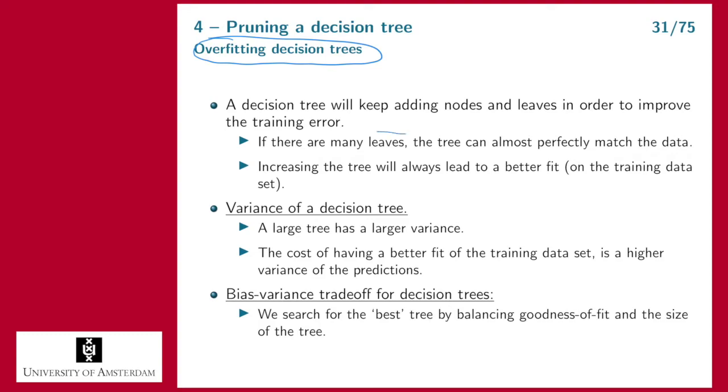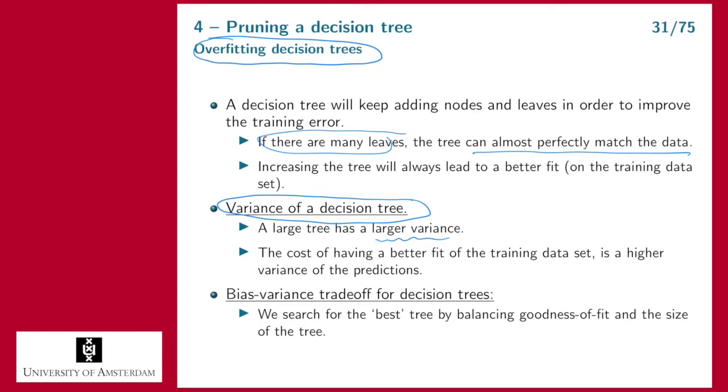However, if there are many leaves, you have many subregions, then at some point you can almost perfectly match the data. In the most extreme case, you have just a leaf for each single observation. So that would mean a perfect fit for the training data set, but of course that results in a very high variance for your decision tree, meaning that if you change the data, you directly get a very different decision tree. So the larger the tree, the larger the variance of your predictions.